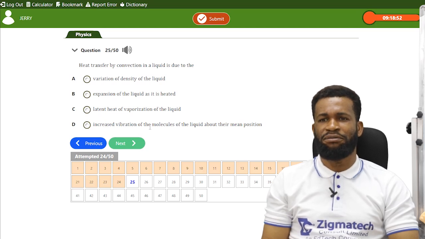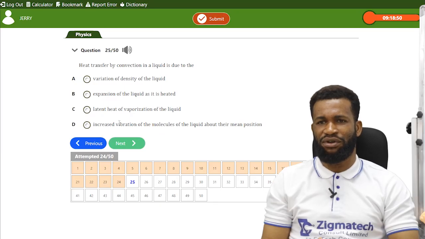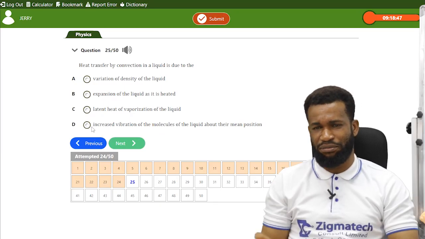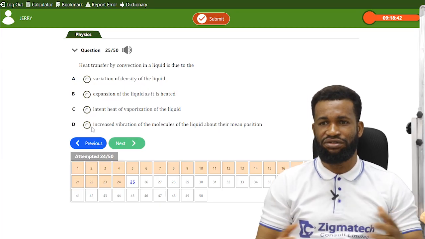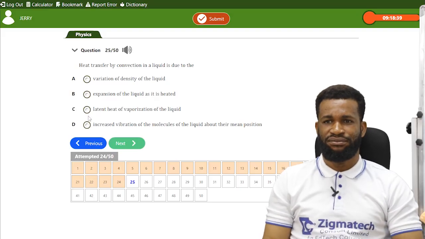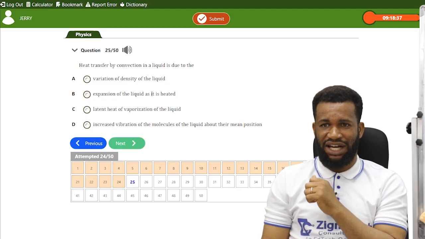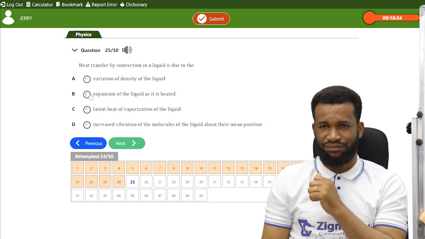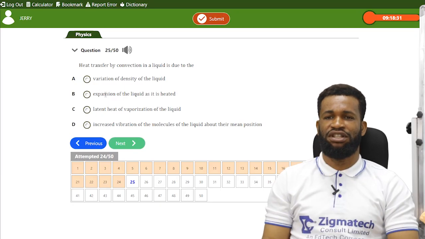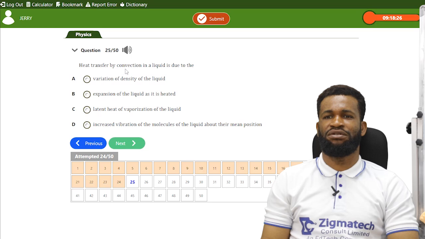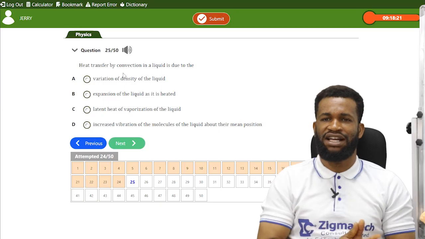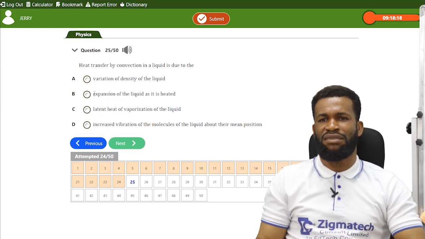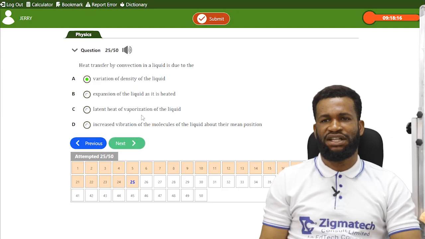Increased vibration of molecules of a liquid about its midpoint talks about application of heat to a body. So the vibration between the molecules of that substance will increase, especially in a solid. Expansion of liquid as it is heated. Yeah, of course, the liquid will be expanded, but is it the reason why we will talk about convection? Because convection is the actual movement of the heated particle from a higher, so my option is A. That is in for me.